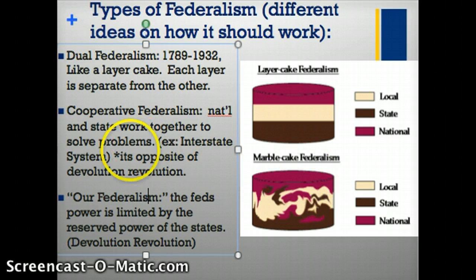Now, I said it's the opposite of Devolution Revolution. I'll get to Devolution Revolution with this, New Federalism. New Federalism is really pushed by conservatives or Republicans. It's almost a return to dual federalism, where the federal government's power should be limited and the national government should be smaller. We need to give back to the states those rights and responsibilities that we took from them in 1932 and beyond.